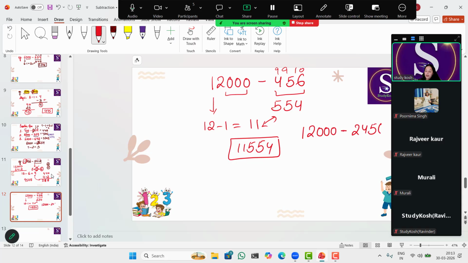In the previous one, it will be 544. Yes, it is 4 here. Yes, thank you, Purnima. 9 minus 5 is 4. So here it is 9, and 9 minus 4 is 5. 9 minus 5 is 4. 10 minus 6 is 4. So 9544 is my answer.